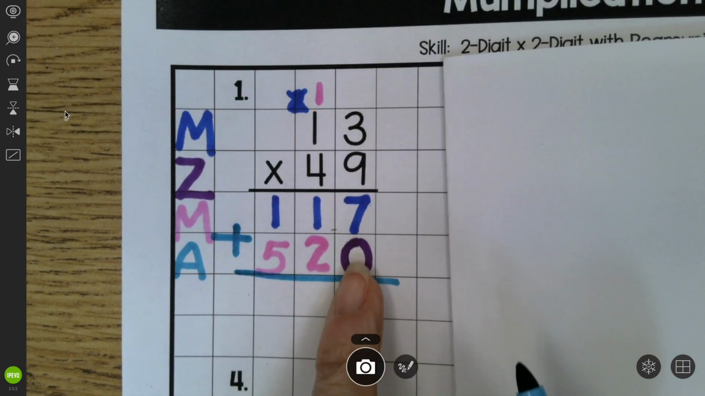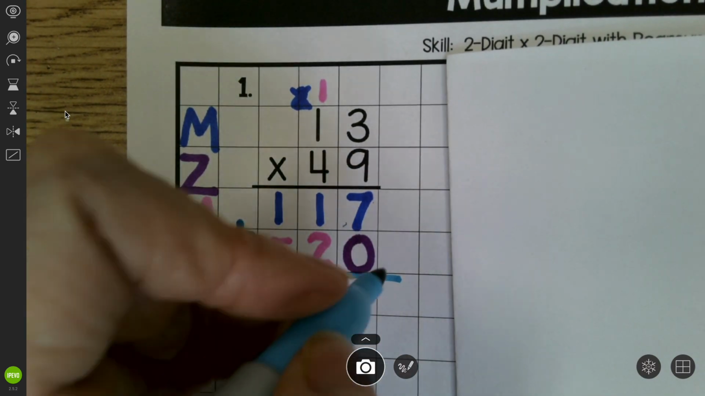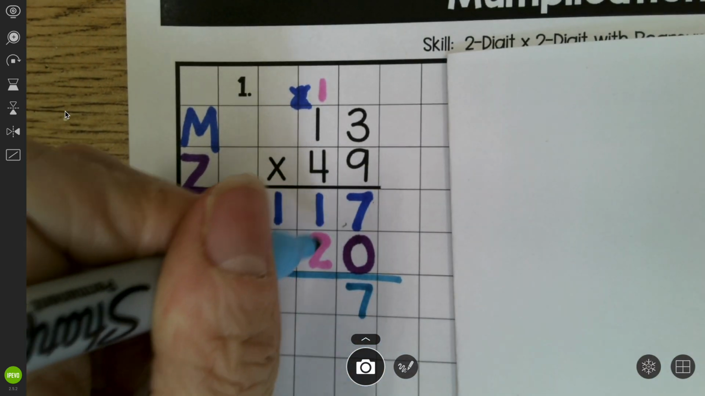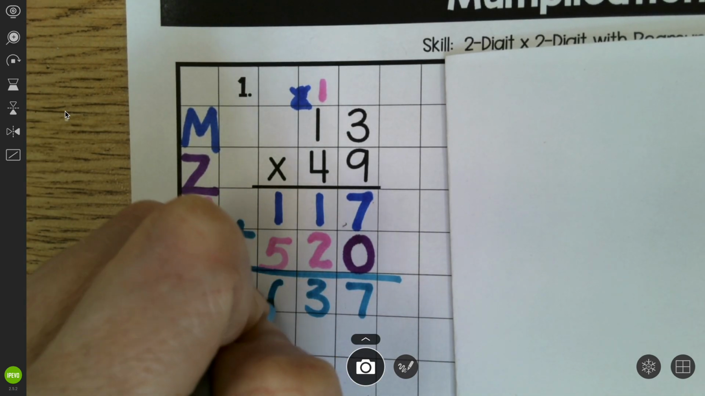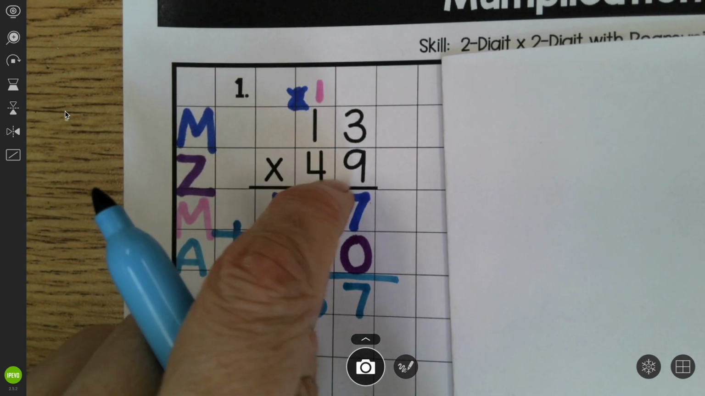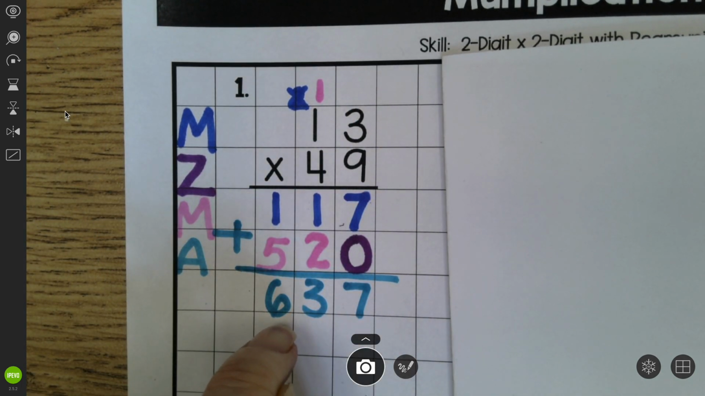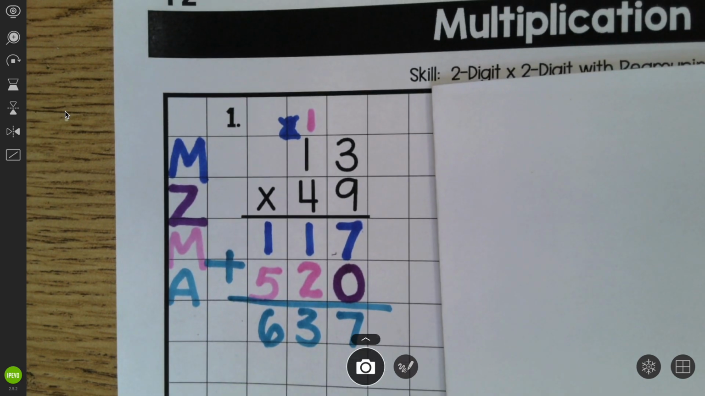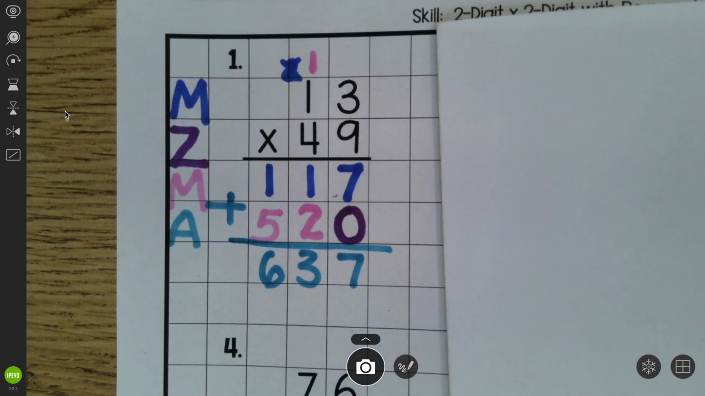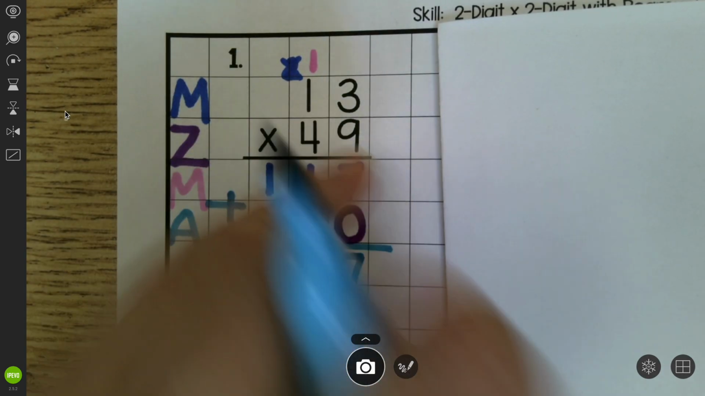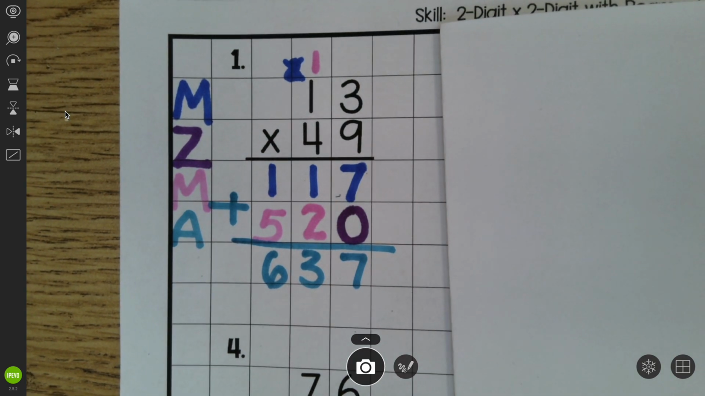And our final step is to add. When we add, we start in the ones place. 7 plus 0 is 7. 1 plus 2 is 3. 1 plus 5 is 6. So my answer, 13 times 49, is 637. And remember, my answer in a multiplication problem is called the product. Okay? The product. The numbers that I multiply are the factors. So 13 is a factor, 49 is a factor, and 637 is the product.